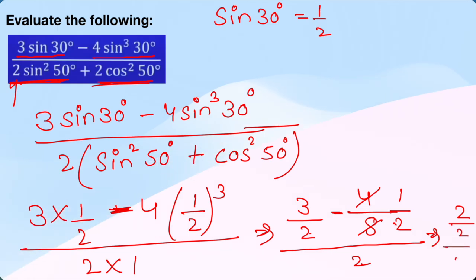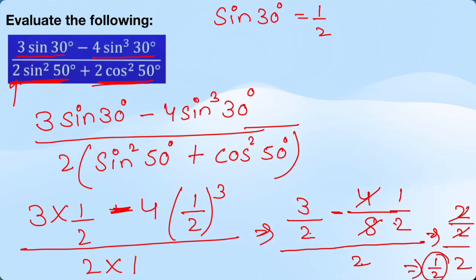2 by 2 by 2, so it will be 1. So your answer will be 1 by 2. Hope the question is clear. If you know the identity, you can just directly apply it. No need of writing the value of the trigonometric ratios if you can apply the identity.